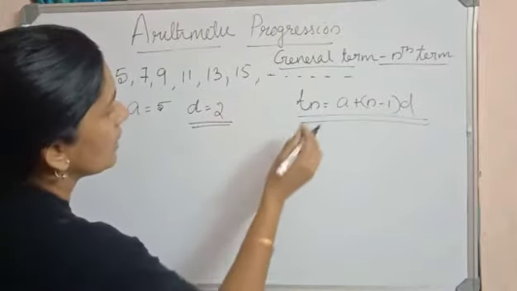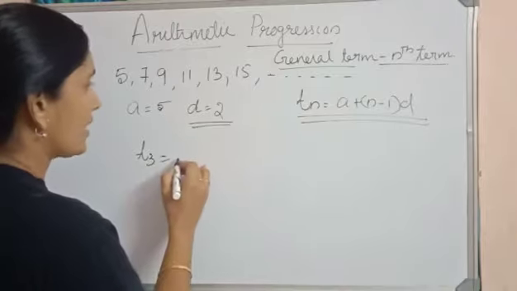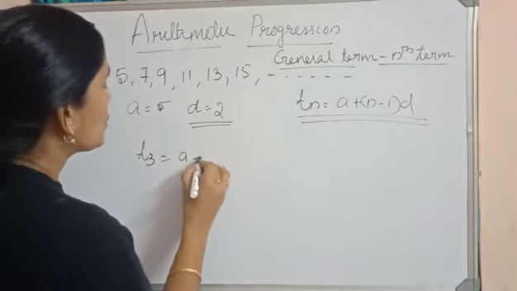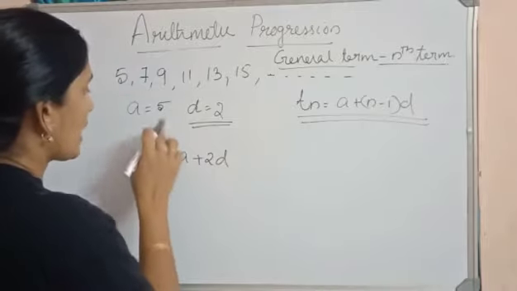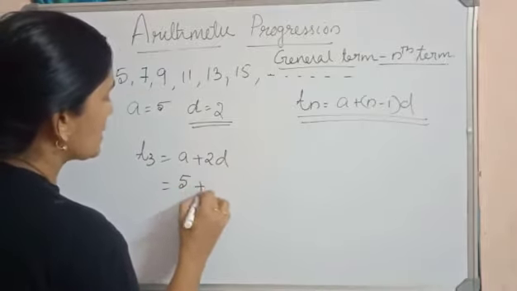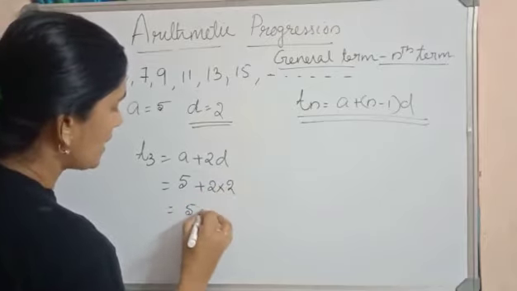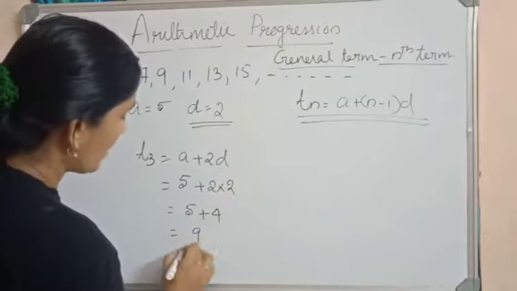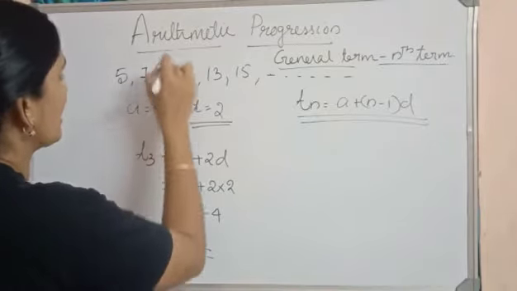Now, if you need to find T3, the third term, we can write this as A plus 2D, or A plus (3 minus 1) into D. And what is A here? A is 5, plus 2 into D, D is 2. So 5 plus 4, and we are getting the third term as 9. Look at that: first, second, third term is 9 here also.